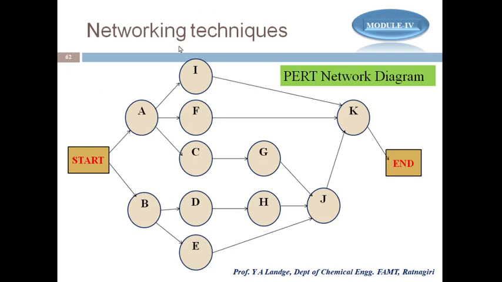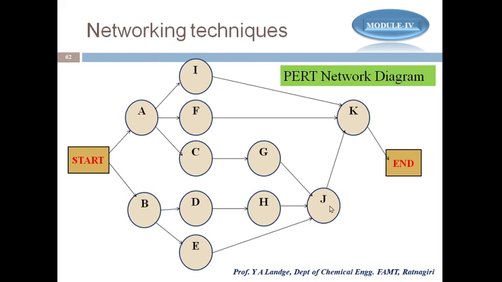So first we have to draw this network diagram on the basis of the predecessors. We are drawing it because if you see I, F and C, A is the predecessor, so we write them in a sequence. Similarly for D and E, B is the predecessor. After that I move to the next activity, then again G is connected with C, H is connected with D, but J depends on G, H, E, so we connect this part, and then K depends on I, F and G.